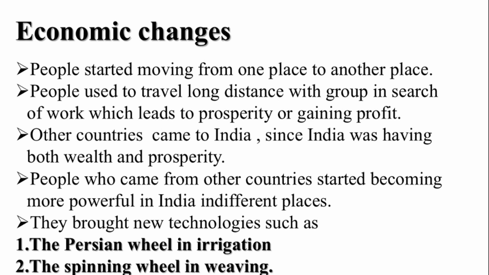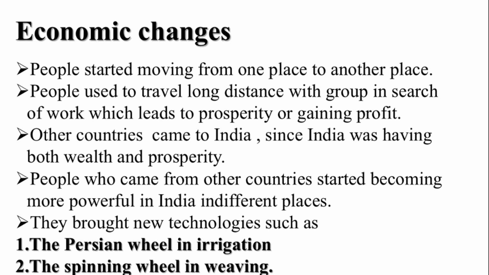The third point is that other countries came to India since India had both wealth and prosperity. Other countries means those who used to come to India for trade, and their motive was that India was blessed with wealth and prosperity. We know that India was very rich and prosperous before the arrival of these foreign countries for trade. But the present condition of India is not the same wealth and prosperity as before, as we studied in history.